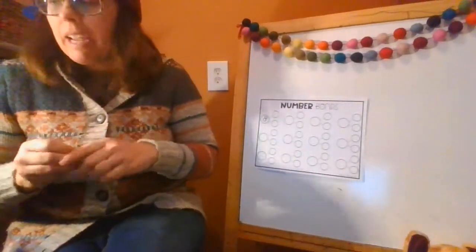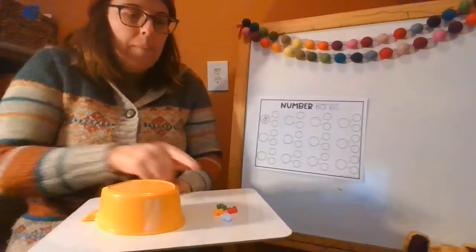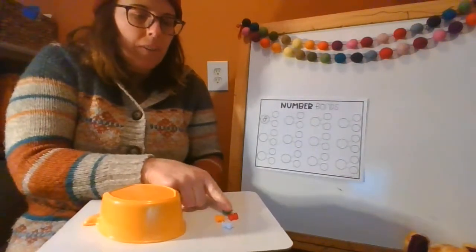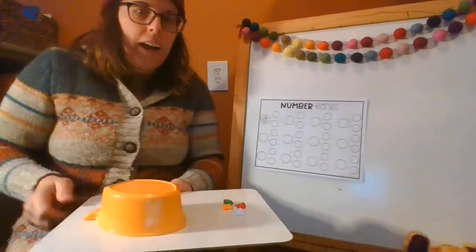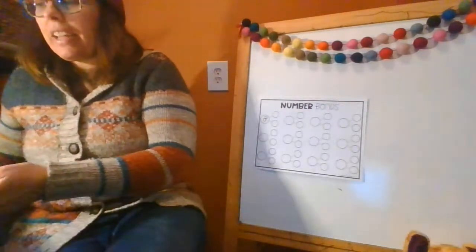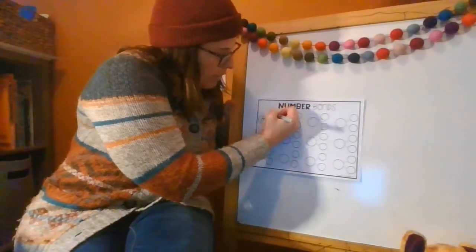Okay, so that was my 8. Now I can see how many of my bears are outside. Let's count. 1, 2, 3, 4. I have 4 bears outside of the cave. So I'm going to put a 4 right here.